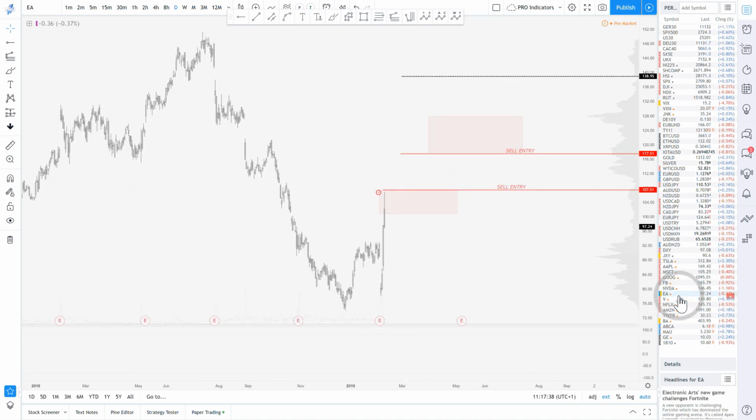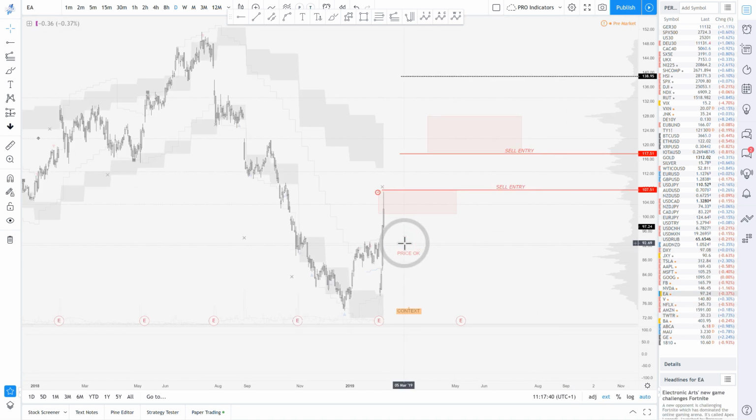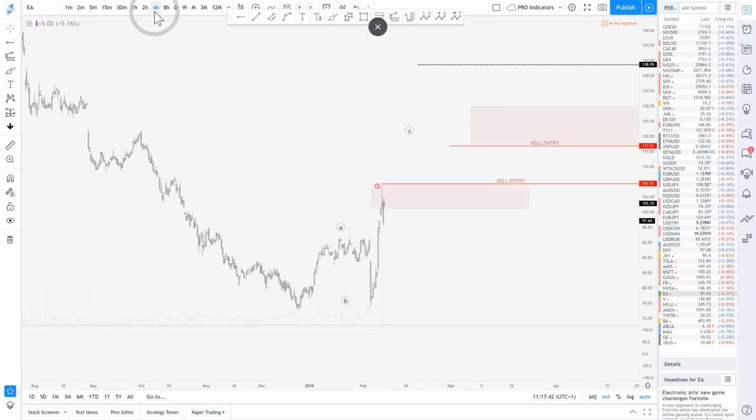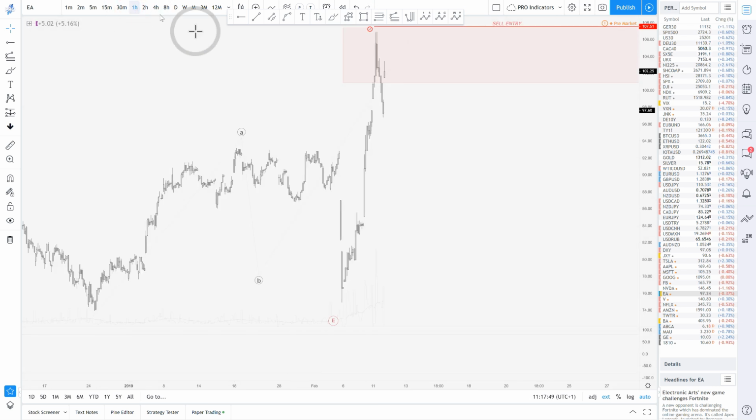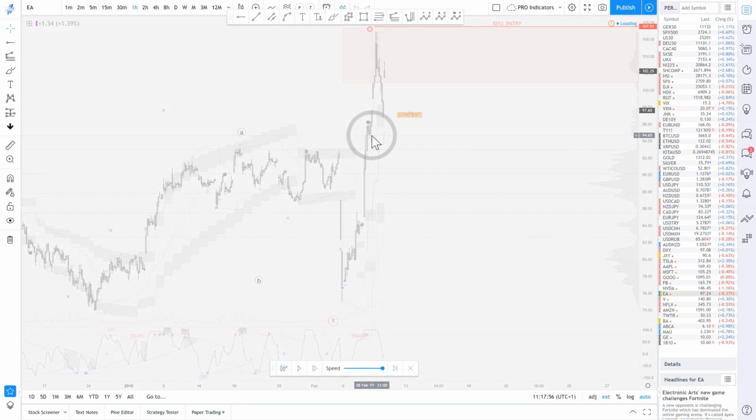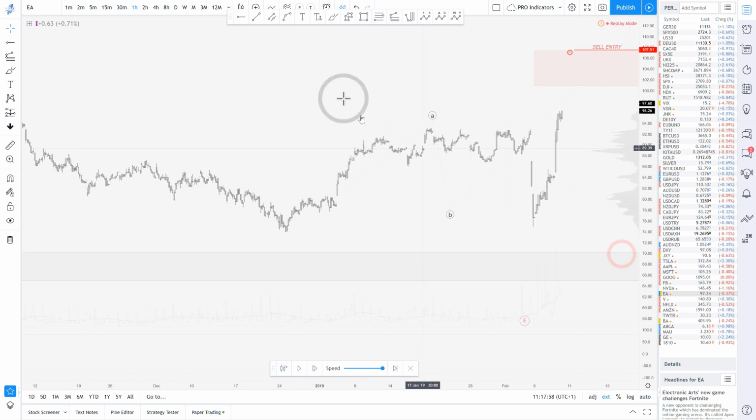No, we've got to talk about Electronic Arts. Oh, God damn it. I said yesterday, please don't sell this, as we have a very strong momentum at the market open. Remember, if we just put that in perspective, just use the replay function, you'll see what I mean. You can't just sell something like that.